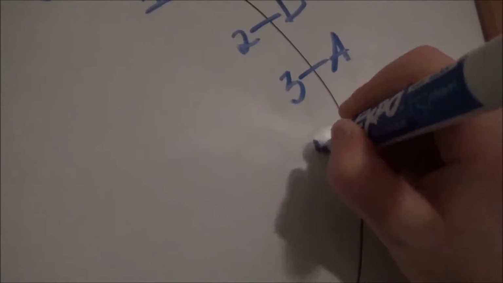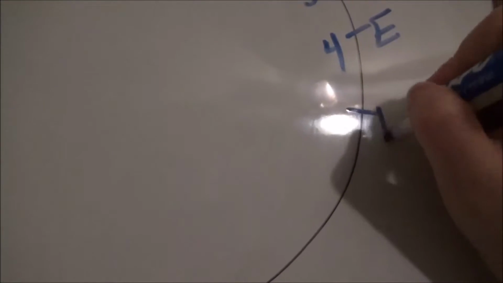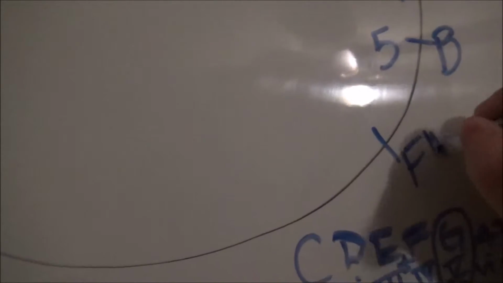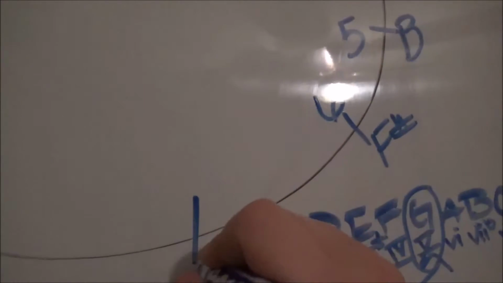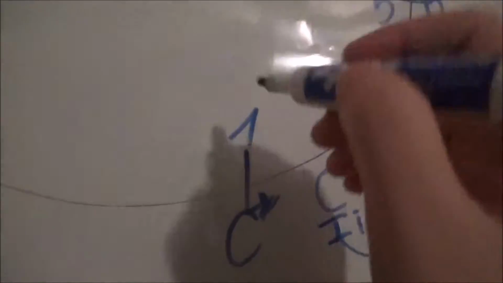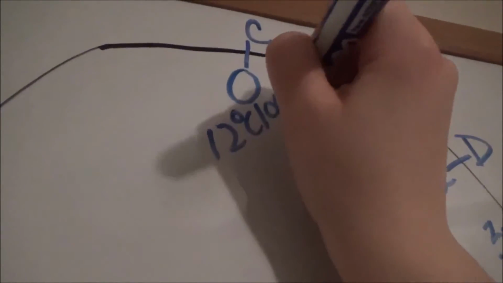And then E, B, F sharp, C sharp. And our C sharp is at our 6 o'clock point. So we have our 6 o'clock, we have our 12 o'clock, and then our 3 o'clock is going to be our E to remember.